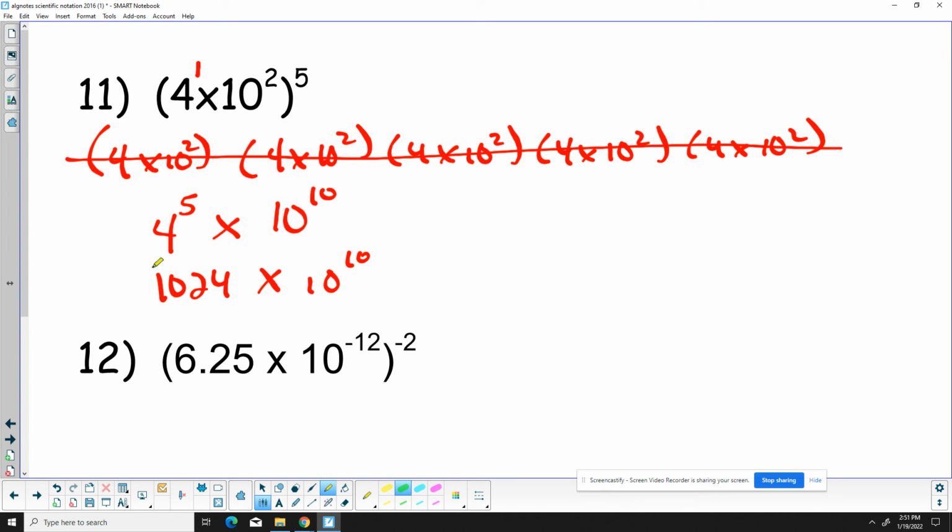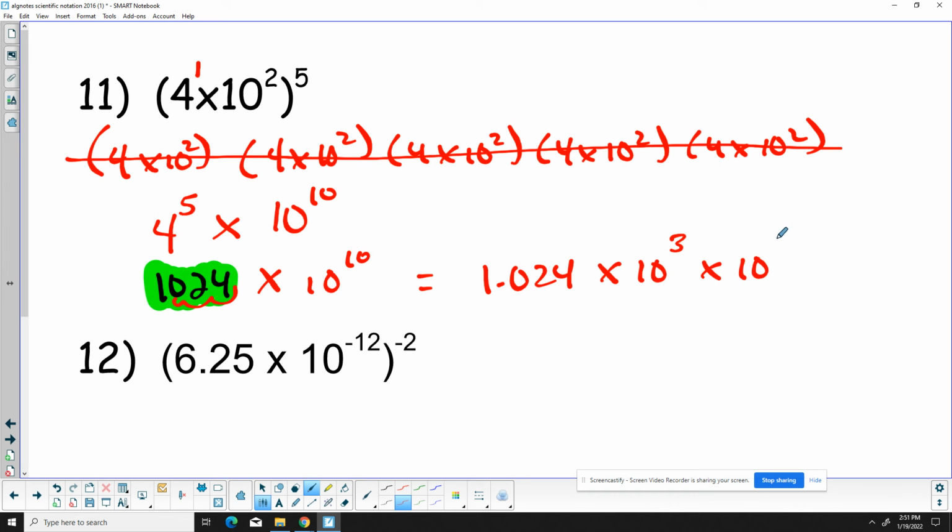And then I look to see if this is in proper scientific notation, and it's way too big. It's supposed to be between 1 and 9.9 repeating, and it's not. So I'm going to change it. So 1.024, remember one digit in front, times 10. Now I jumped over 3 spots, and this was quite a bit bigger than my range, so it's a positive 3. And then I'm just combining those two. So this is times 10 to the 13.